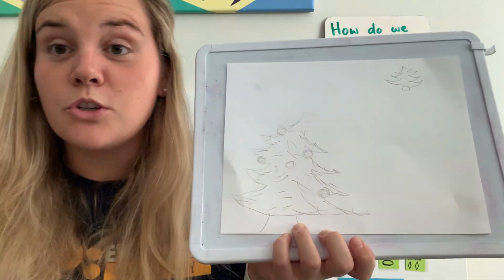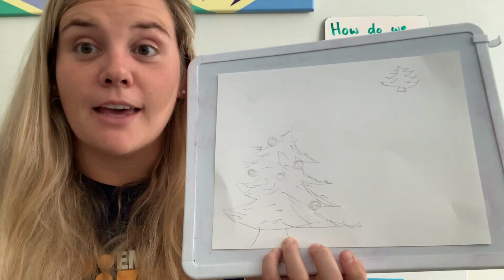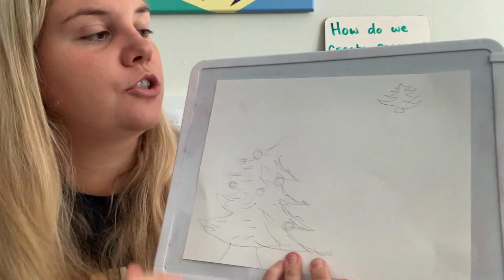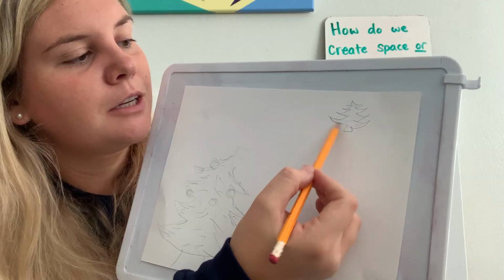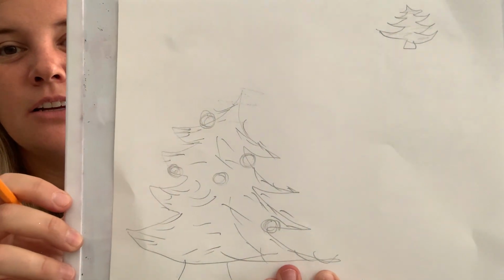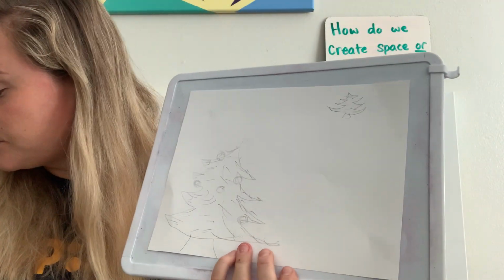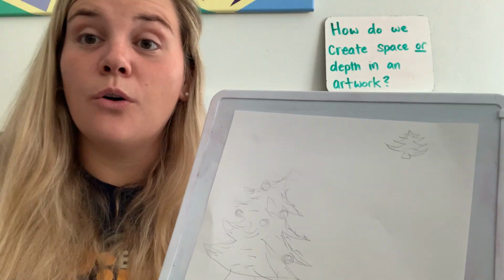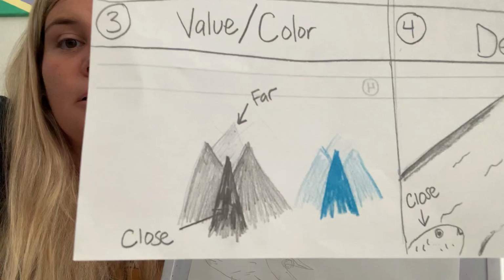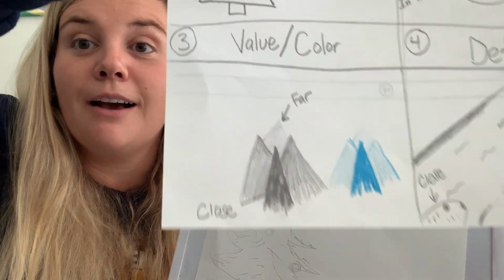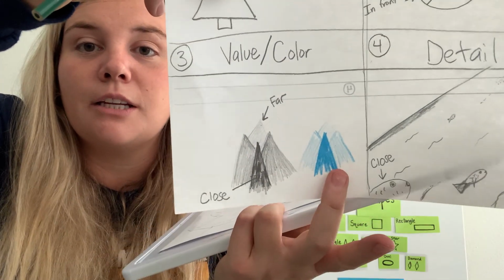If you wanted to use your color pencils for this part, you can. I'll actually do that too and show you. Now my tree in the background, maybe it has a little bit of pine needles, but there's going to be way less detail. So now I'm showing detail. If you wanted to show value and color and show that something is closer versus farther away, on this piece of paper, I actually did it with blue.